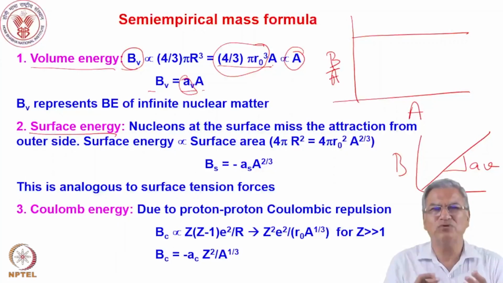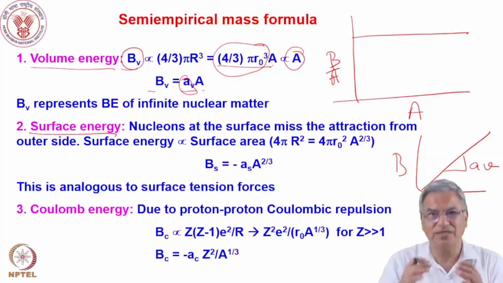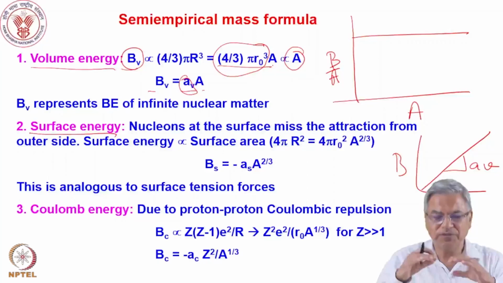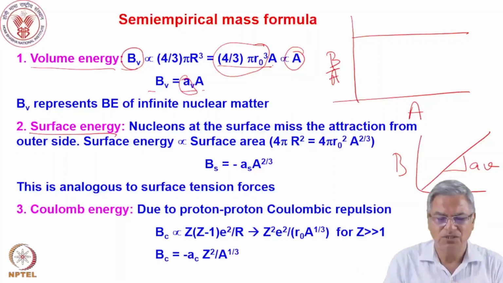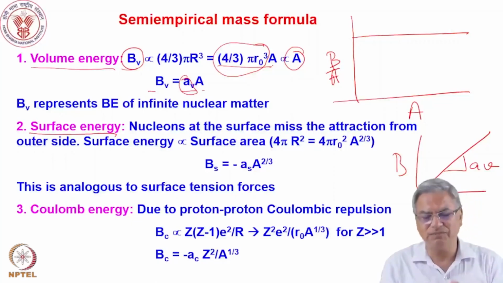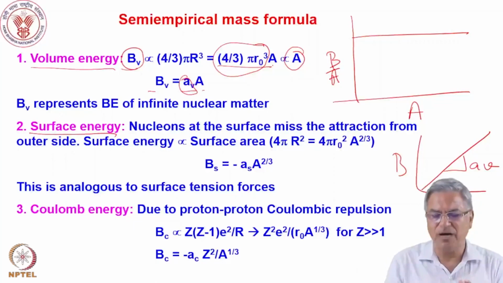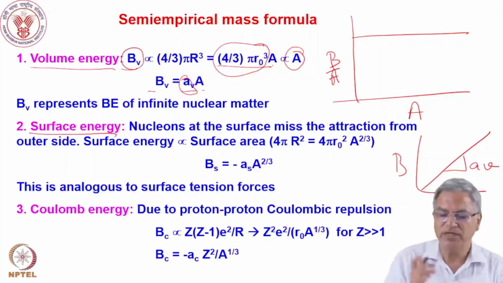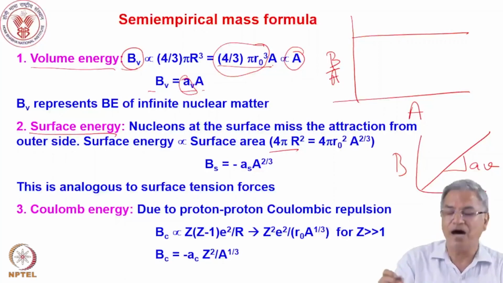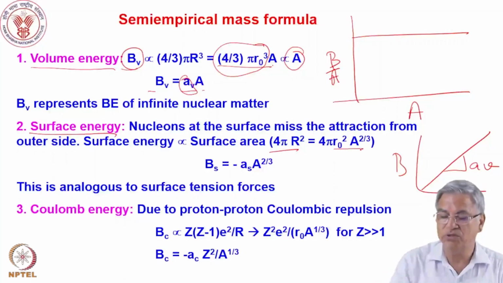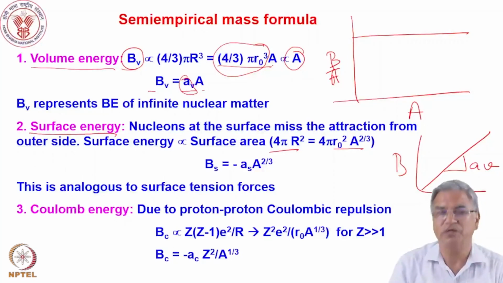So this is like the surface tension force. That is how a drop of liquid tries to retain a spherical shape, because the surface energy is minimum for a spherical shape. So the surface area tries to minimize, because the surface tension is proportional to the surface area. So the surface energy is nothing but proportional to the surface area of the nucleus, and surface area is 4 pi r squared. You can again write r equal to r0 A raised to 1/3. So it becomes 4 pi r0 squared A to the power 2/3.